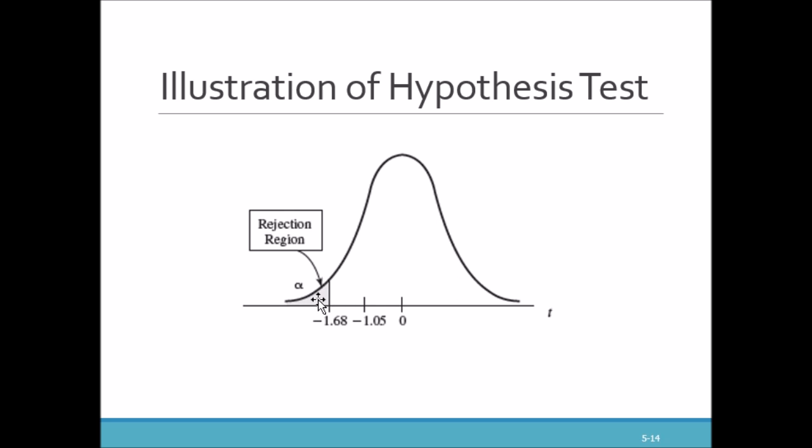So our gray area is the rejection region here. And you can see that negative 1.05 is greater than negative 1.68. So we fail to reject the null hypothesis.